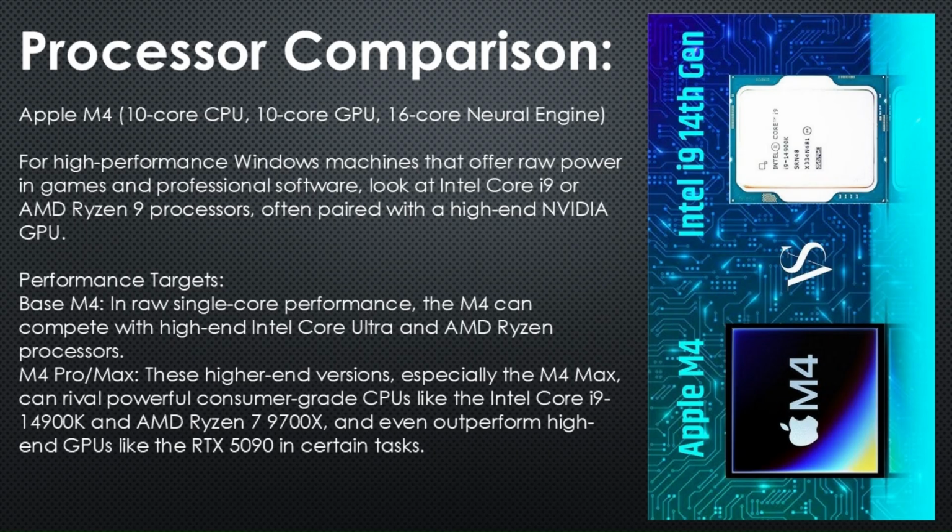Performance targets. Base M4: in raw single-core performance, the M4 can compete with high-end Intel Core Ultra and AMD Ryzen processors. M4 Pro/Max: these higher-end versions, especially the M4 Max, can rival powerful consumer-grade CPUs like the Intel Core i9-14900K and AMD Ryzen 7 9700X, and even outperform high-end GPUs like the RTX 5090 in certain tasks.